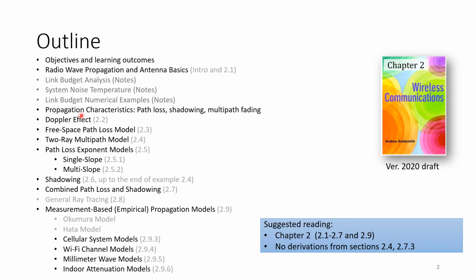Now, in this session, we focus on the path loss exponent models. Number one, free space path loss model; number two, two-ray path multipath model; and then path loss exponent, which does not have to be free space. We have 3.1 and 3.2, single slope and multi-slope. In this lecture, we are focusing here. In the coming lecture, we'll continue with shadowing and then combined shadowing with multipath. This is what we'll do for this lecture.